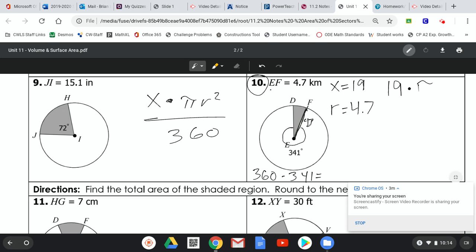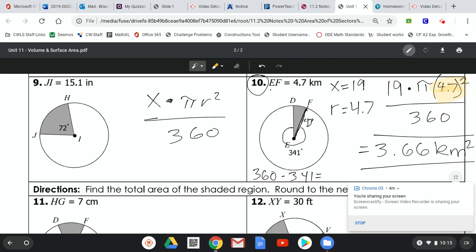Multiply that by pi times 4.7 squared divided by 360. Again, what part should we put in your calculator first? This 4.7 squared, okay? And then once you've got that, you can multiply the top. After you've done that, I would just hit the division key because it'll save your answer, and then divide it by 360. So when we do that, our final answer should be 3.66 kilometers squared, okay? 3.66 kilometers squared. So that is the answer for number 10.